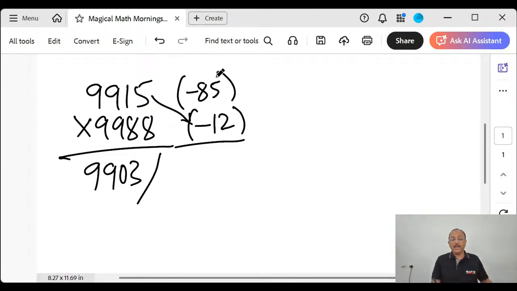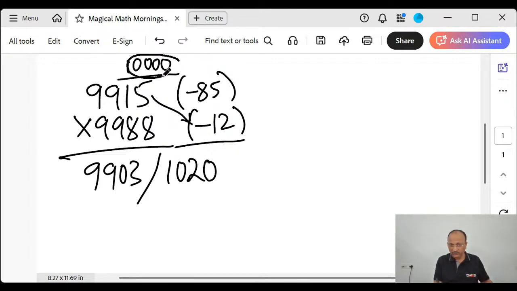Now I want to find the product of 85 into 12. Which method will we take? 85 tens are 850, 85 twos are 170. 850 plus 170 is 1020. Correct? So what will we take? 1020. But here the base was 10,000. Correct? That means it contained 4 zeros, so it should contain 4 digits. Exactly, it's having 4 digits. Therefore, this is the answer directly.